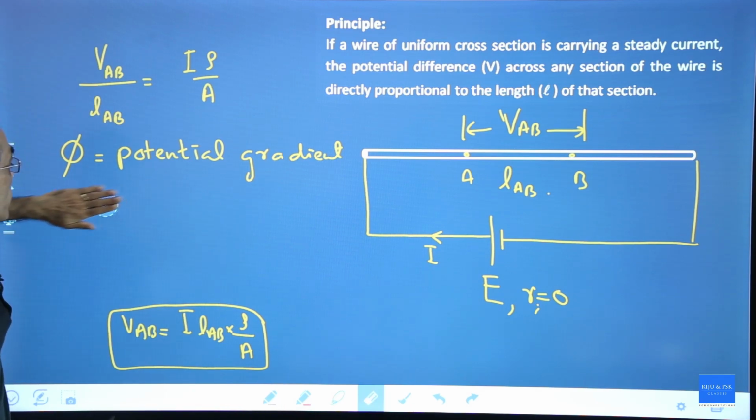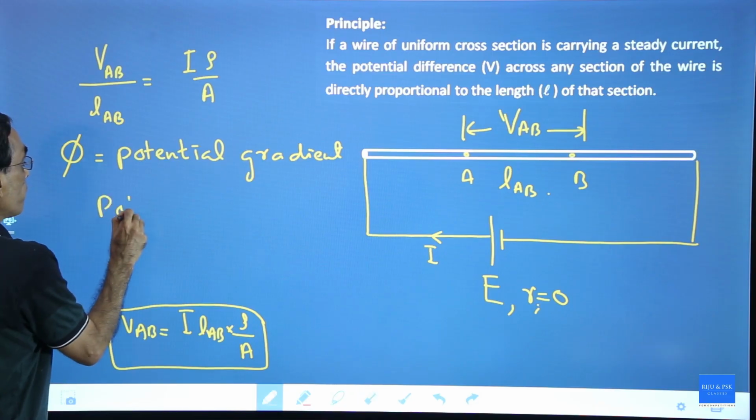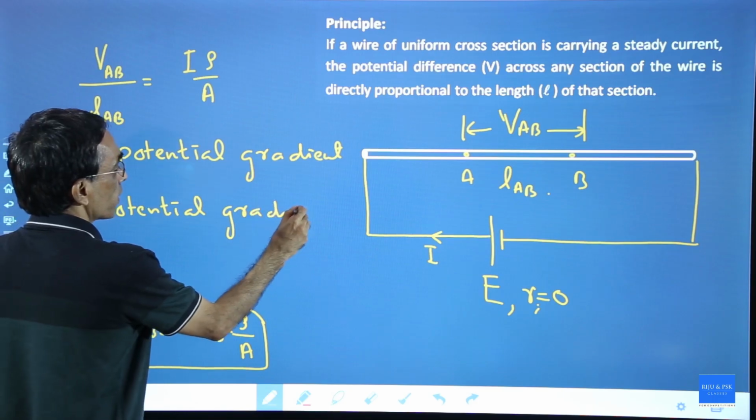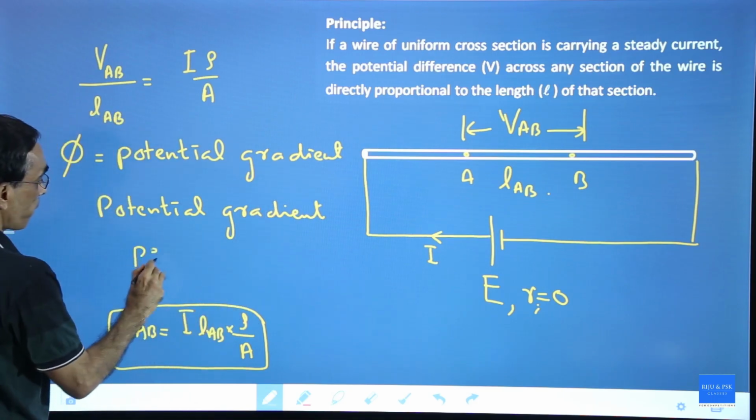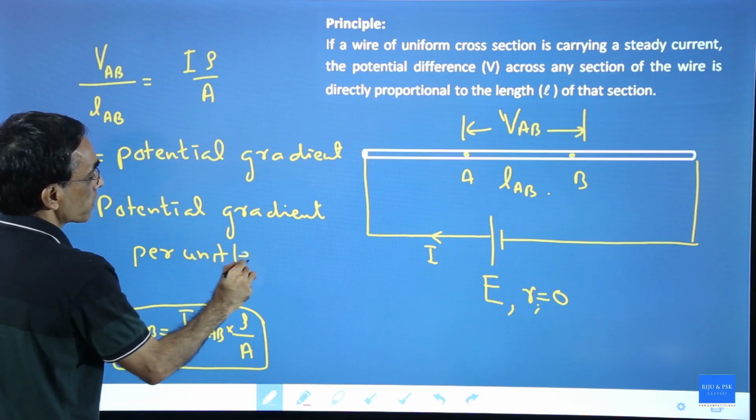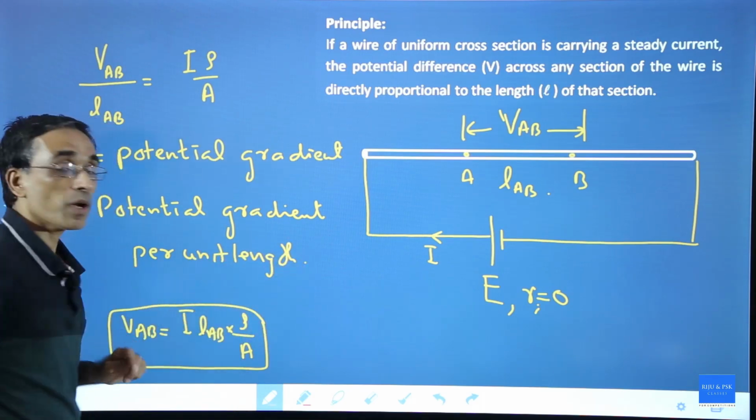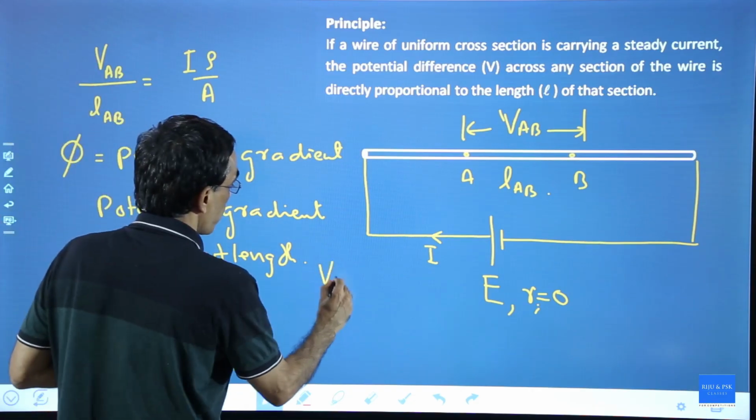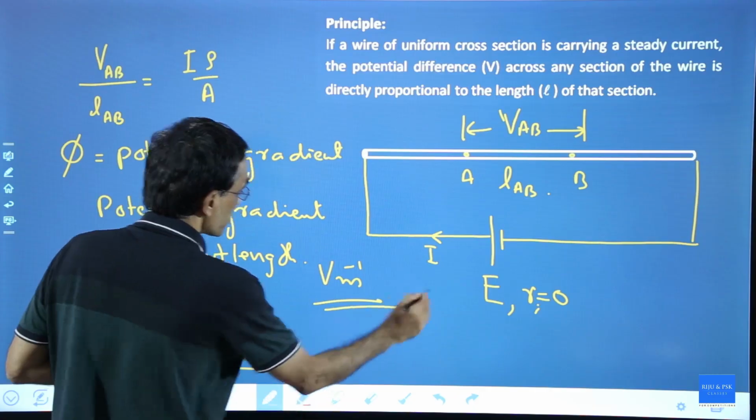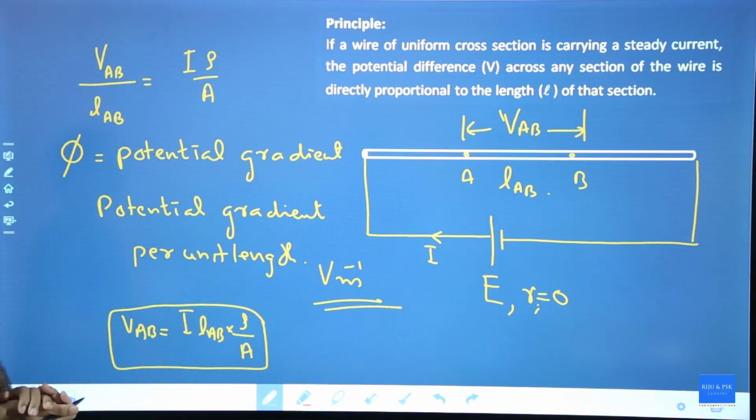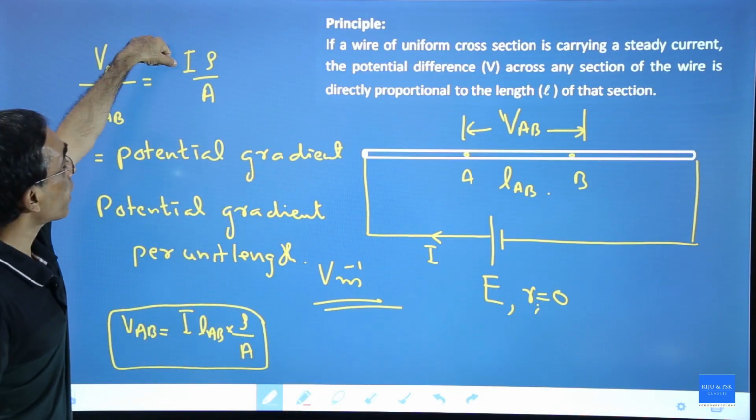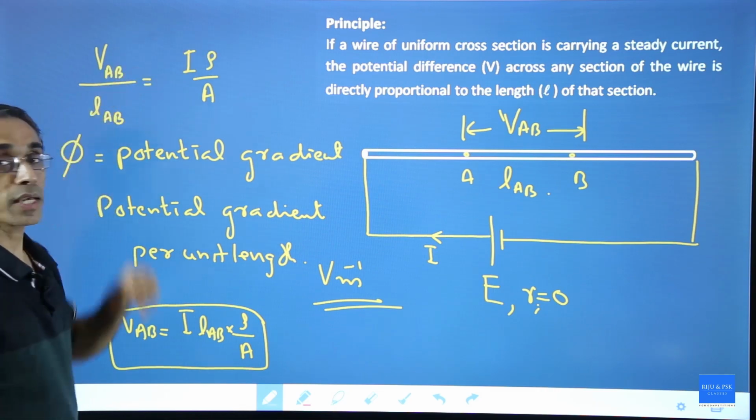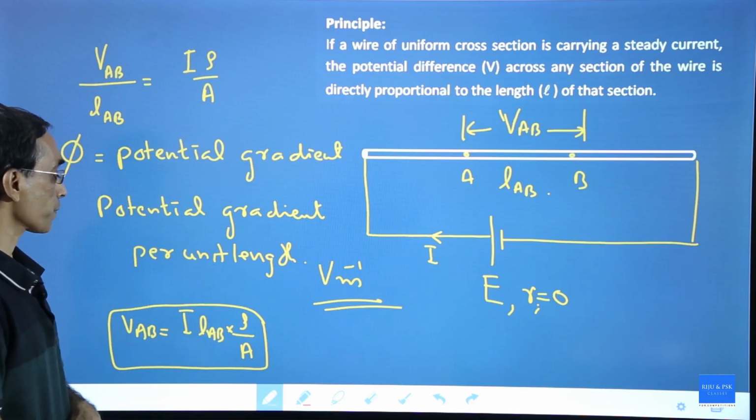What is the definition of potential gradient? This is called potential gradient per unit length. What will be the SI unit? Voltage per meter. The SI unit of potential gradient is volt per meter. What is the equation of potential gradient? Current into resistivity by area of cross section, I rho by A. Fine.